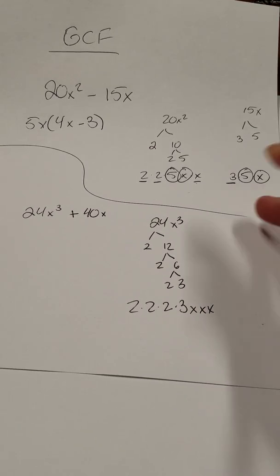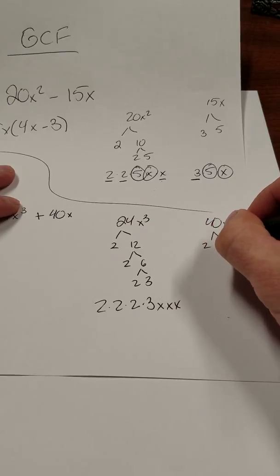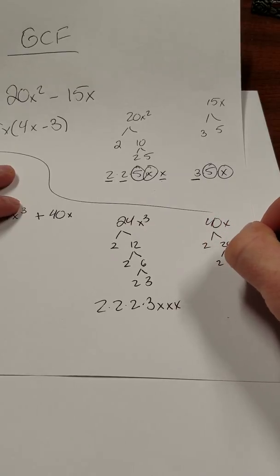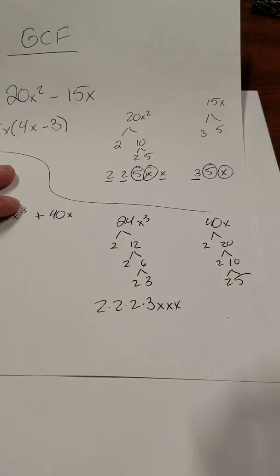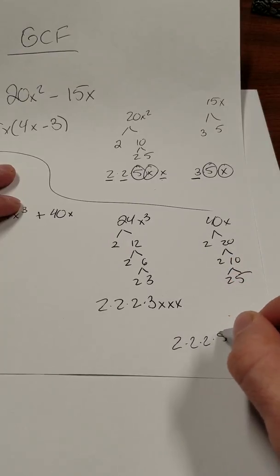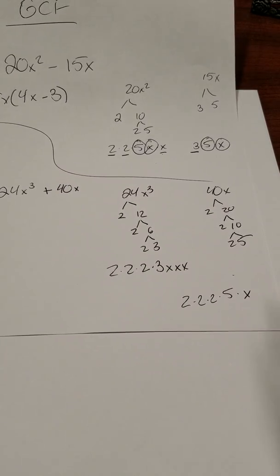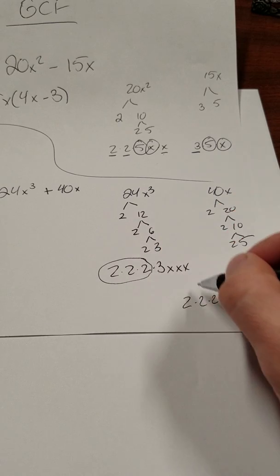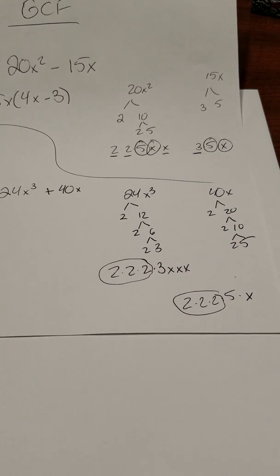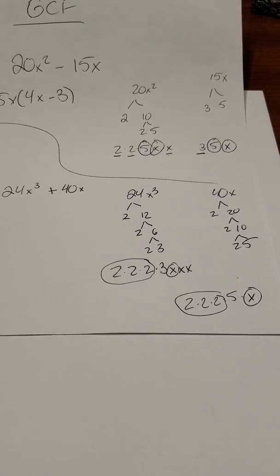All right? And then we take the 40x, so that's 2 and 20, 2 and 10, 2 and 5. Prime factorization, 2 times 2 times 2 times 5 times, and then there's just one x. So now look and see what they have in common. Well, they both have 3 2's, and then each one of them has an x.